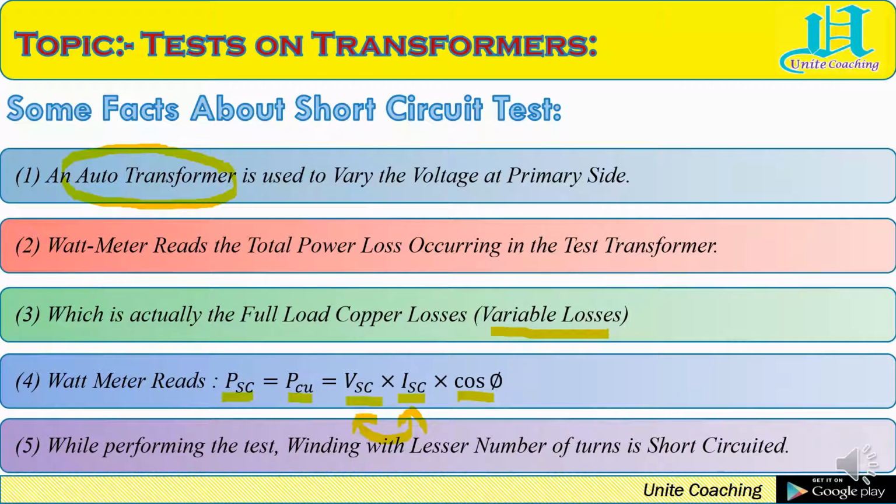And finally, remember the note. While performing the test, the winding with the lesser number of turns is short-circuited. That means the low voltage winding is short-circuited. Do you know the reason? Suppose we short the high voltage winding of the transformer, it will produce a tremendous amount of current, which may burn our transformer. That is why whenever a short circuit test is performed, the lesser number of turns, that means the low voltage winding, is always short circuited, to keep our transformer within safe limits.